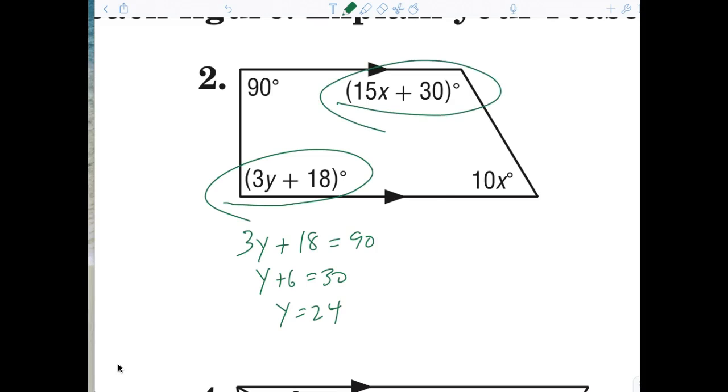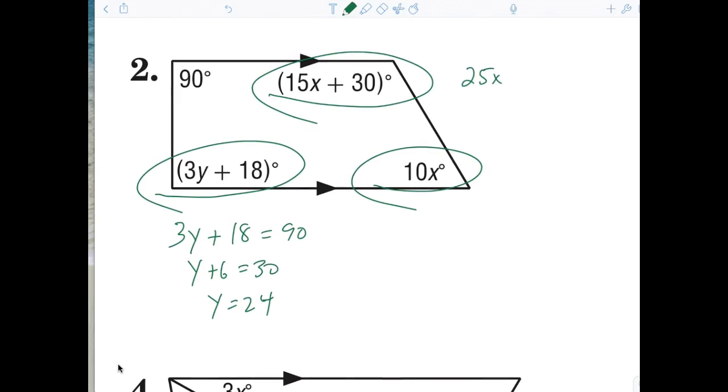Everybody happy with that? All right. Now we have an obtuse and we have a what? Acute. So they must equal 180. So your job here is to say 25x plus 30 equals what? 180. So from there, I think we can say, is it six or five? Six. Yeah. 150. How many quarters make $1.50? Six. Everybody good? What's 10 plus 15? You good? Yeah. All right. So again, you just have to be careful. Just be careful. All right.